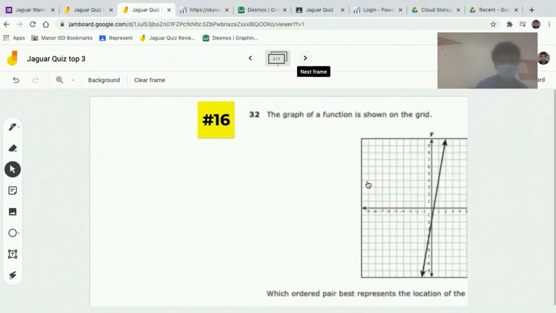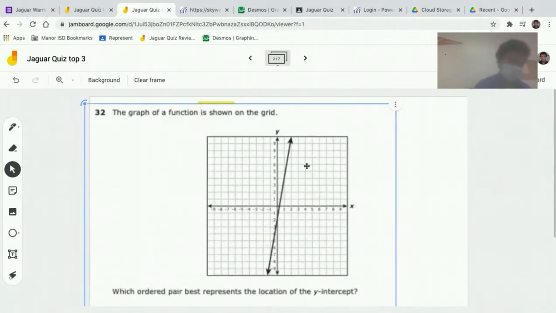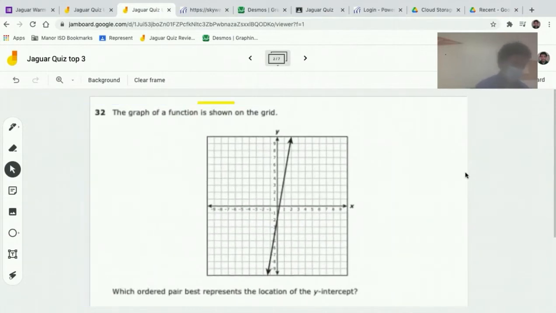This was number 16. It asks us to find the location of the y-intercept. So we look at the y-axis right here. We look at where it crosses. So it looks like it's crossing somewhere around -2. So somewhere over there on the y-axis. So let's say -2 is the y-intercept.